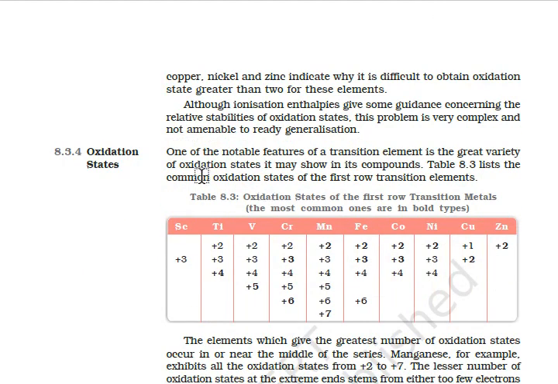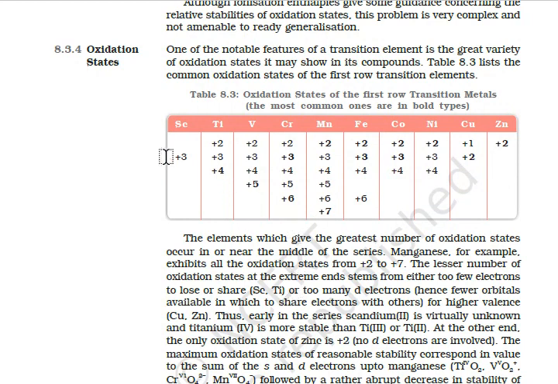If I talk about the oxidation states here, one of the notable features of the transition elements is that they have a great variety of oxidation states. Here below you can see in this table that scandium possesses the +3 oxidation state, because all three electrons present in its outer shells are removed to attain +3. But in the case of titanium, +2, +3 and +4 oxidation states can be seen, and the +4 oxidation state for titanium is very common.